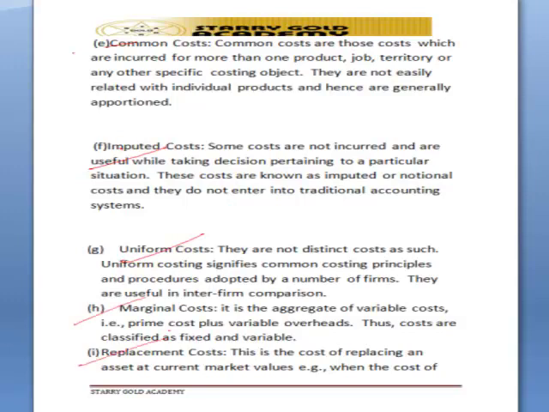We also have what we call replacement cost. This is the cost of replacing an asset at a current market value. When the cost of replacing an asset is considered, it means the cost of purchasing the asset at the current market price.